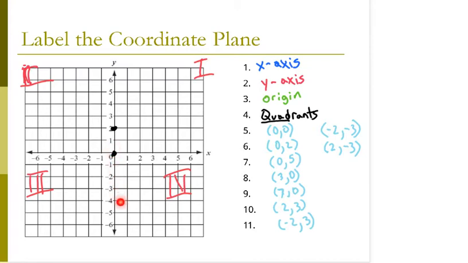So what about this point 0, 5? 0, 5, x is 0 and y is 5, so we start at the origin. X is 0, so we're not moving left or right. Y is 5, so we're going to move up 5 and end up at that point. For 3, 0, this time x is 3, so x is 3 right here, and y is 0, so that means we're not going up or down. So 3, 0 would be right here.